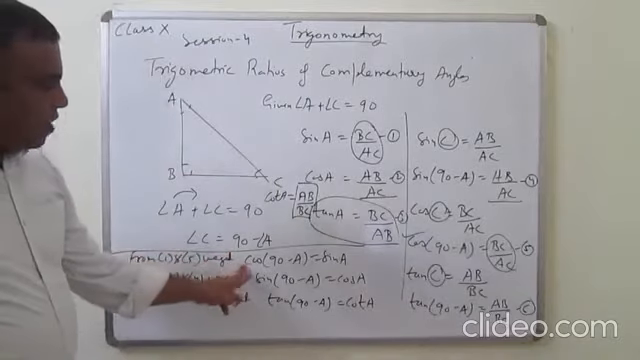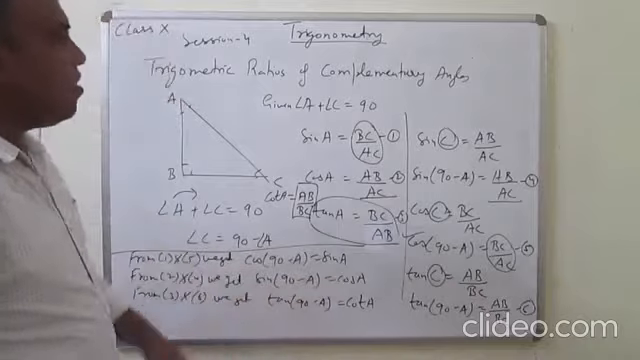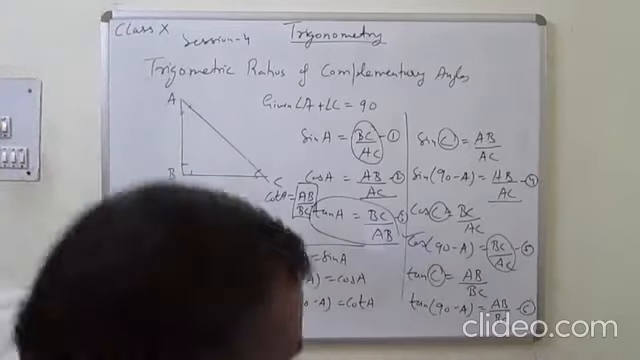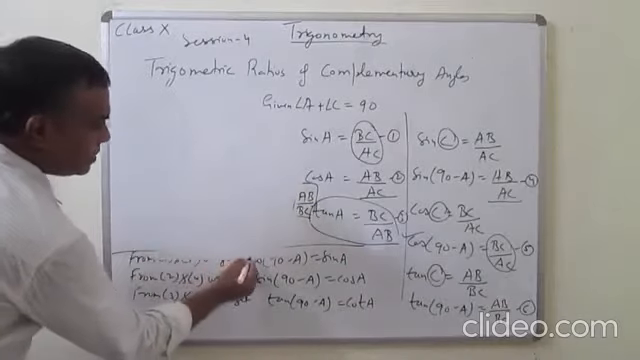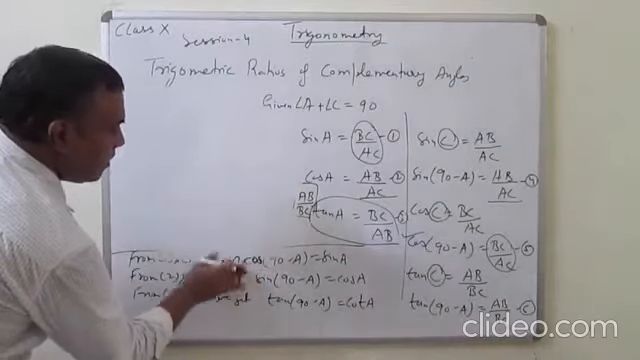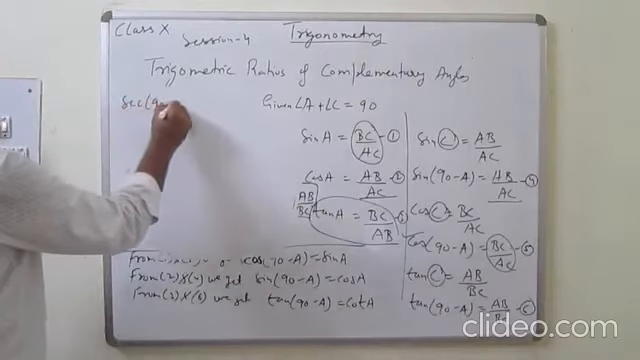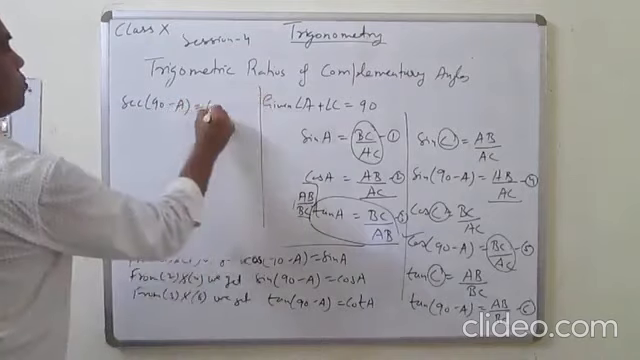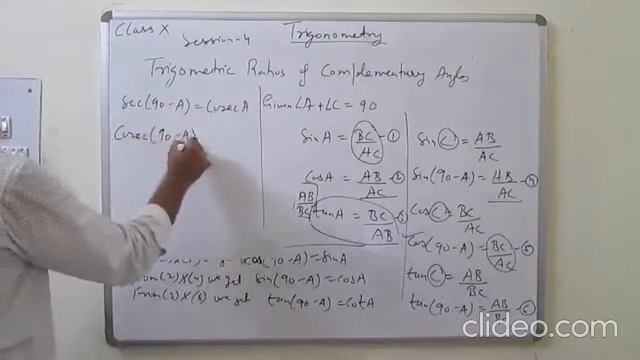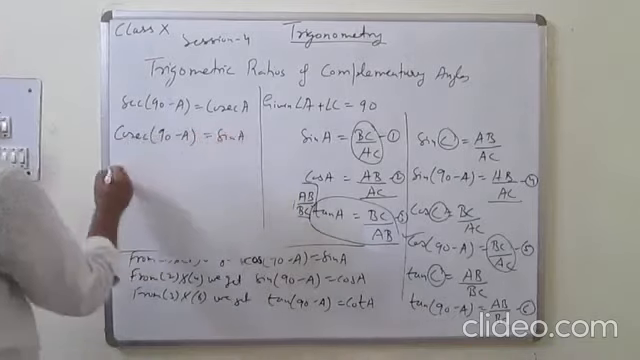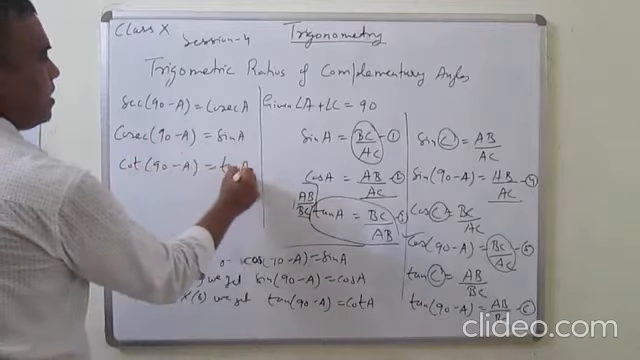Now these are the formulas: cos 90 minus A is sin A, sin 90 minus A is cos A, tan 90 minus A is cot A. Other three formulas are there, I will write them here. Sec 90 minus A is cosec A, cosec 90 minus A is sec A, and cot 90 minus A is tan A.